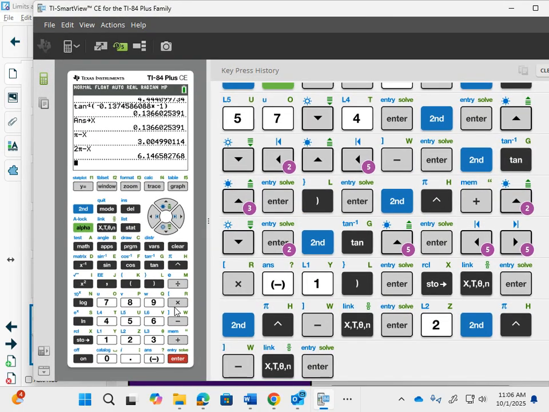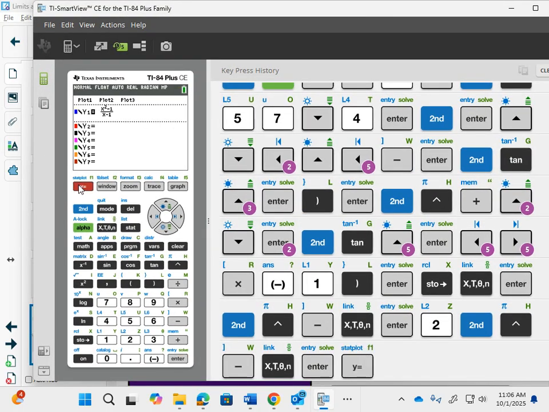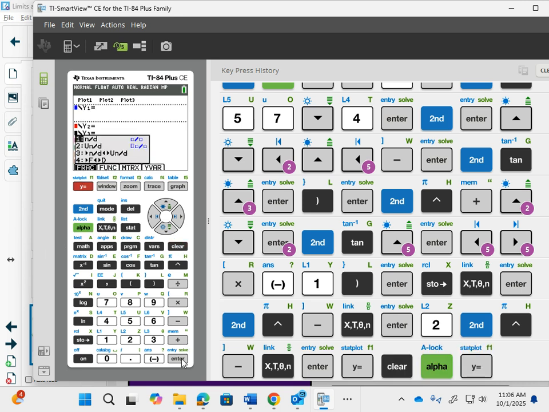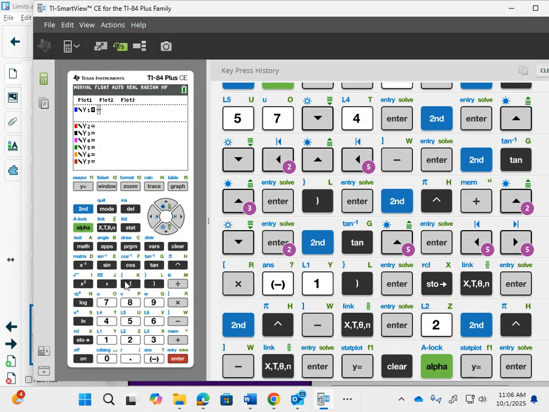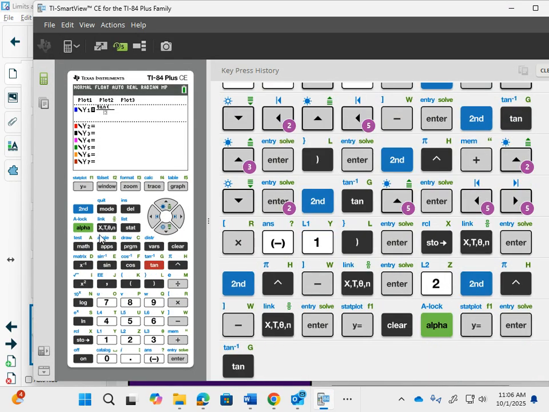I'm going to go to y equals, and I'm going to use my fraction button, and it was 10x over 3x, so 10x, close the bracket, over 3x.